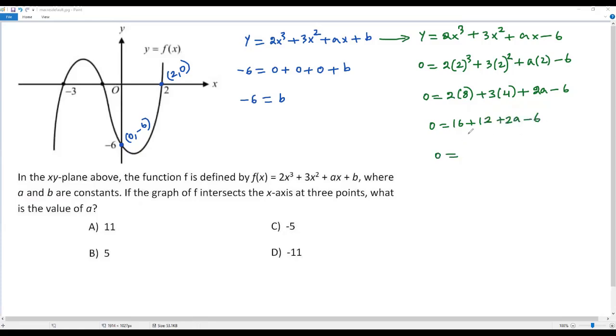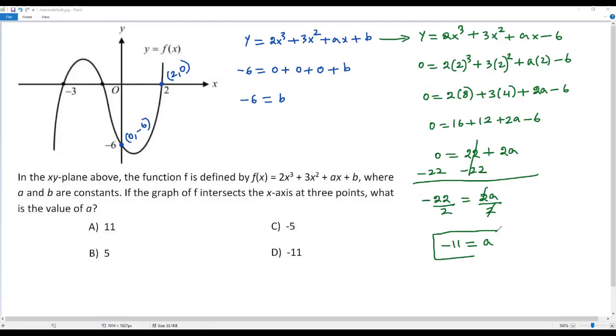Okay, 0 equals, when I combine positive 16 and positive 12, I get positive 28. When I combine positive 28 and -6, I get positive 22, plus 2a. Now let me subtract 22 from both sides. When I do so, the positive 22 and negative 22 cancel out. I get -22 on the left side. On the right side, we have 2a. Now let me divide both sides of the equation by 2. When I do so, this 2 cancels out. When I divide -22 by 2, I get -11 on the left side. On the right side, we have a. Okay, here I got the value of a. The value of a is -11.